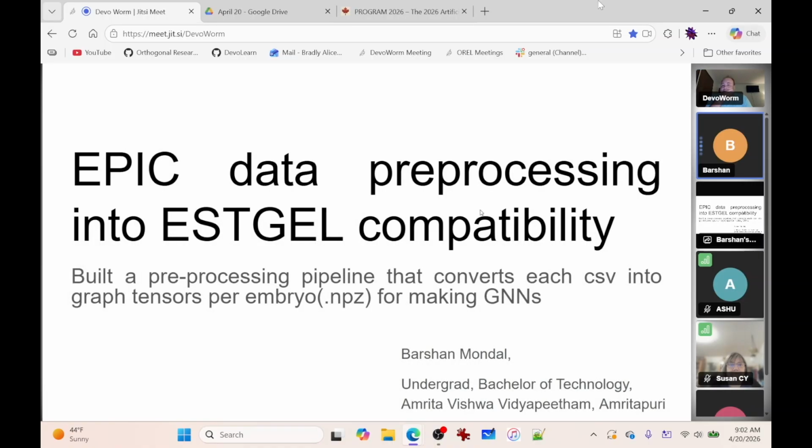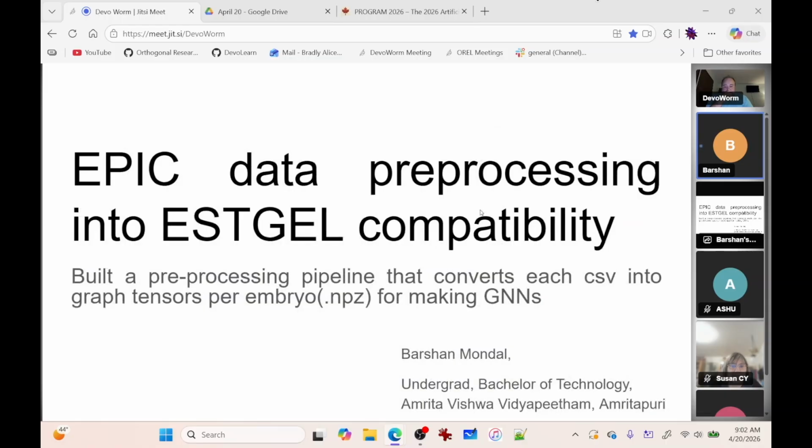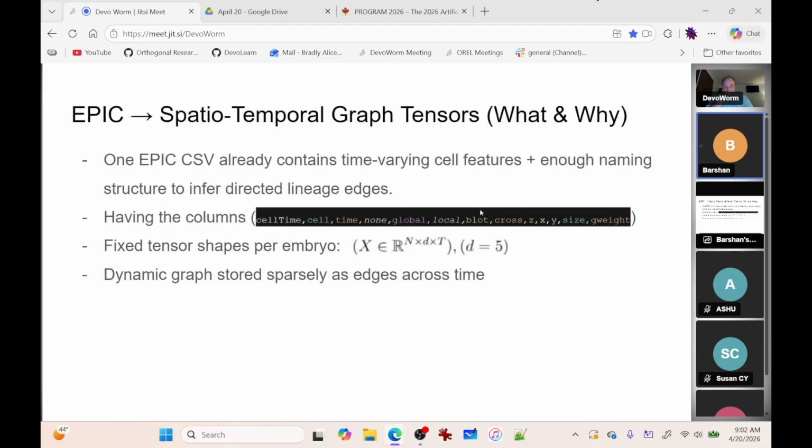So I was working on pre-processing the EPIC data to make it compatible with my model, which is explainable spatiotemporal graphs. Normally the data is not made for working with graph neural networks. So what I did was I converted it to NumPy arrays, and I'll brief on it in the later slides.